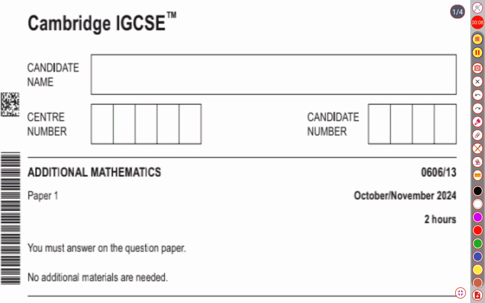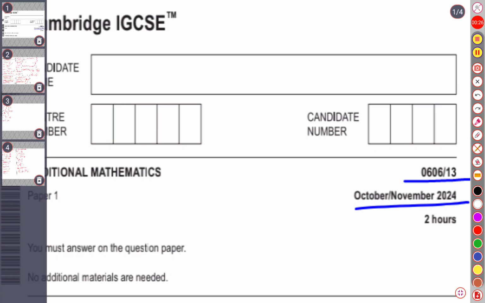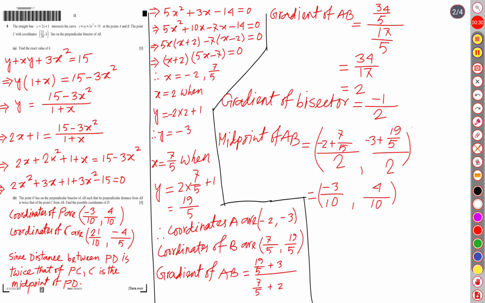Today we are going to solve a question on the perpendicular bisector of a straight line. The question belongs to paper 060613 for the session October-November 2024. Let's see the question. We are going to solve question number 8.